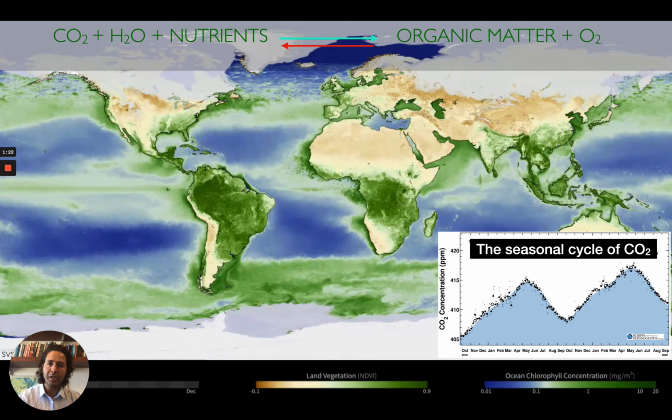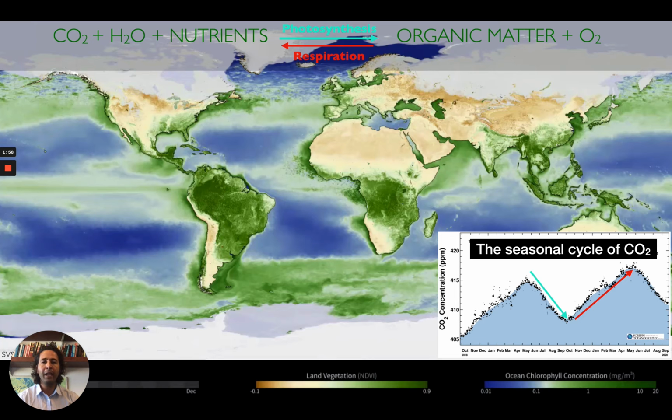We see the reaction at the top. Carbon dioxide plus water plus nutrients are combined during photosynthesis to create organic matter such as plants and plankton in the ocean, which also releases oxygen. This causes a drawdown of CO2 from the atmosphere in the northern hemisphere. During fall and winter, as this organic matter such as plants and plankton begins to decompose and is respired by microbes, they release CO2 back up into the atmosphere.